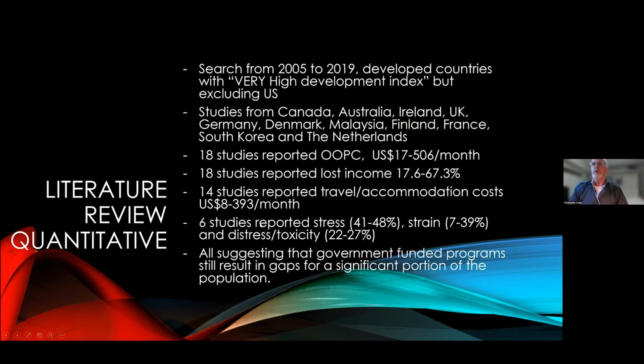6 studies reported stress. This variability is not that large, so the stress factor is pretty clear across these developed countries. Strain, again, depending on the support that's available in the countries, maybe a little less so for some countries than others. And distress or toxicity between 22 and 27%. That's pretty close to the numbers that we're seeing now.